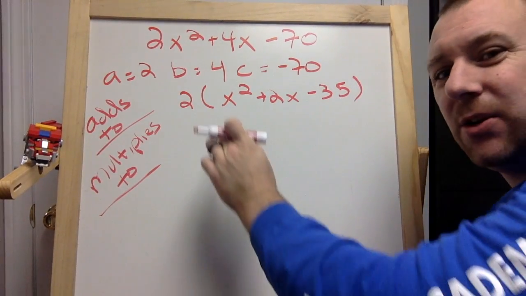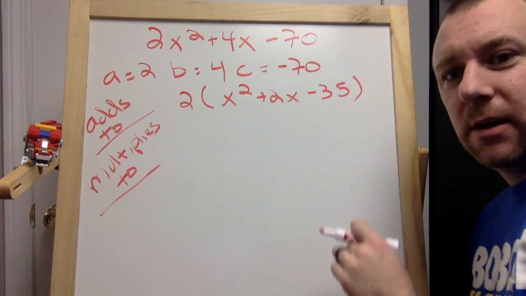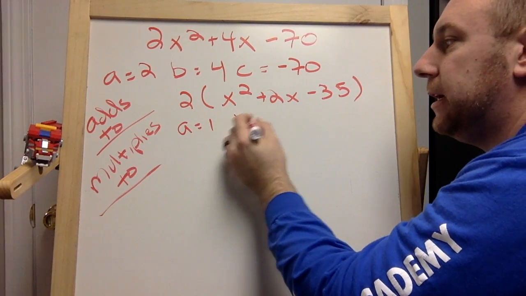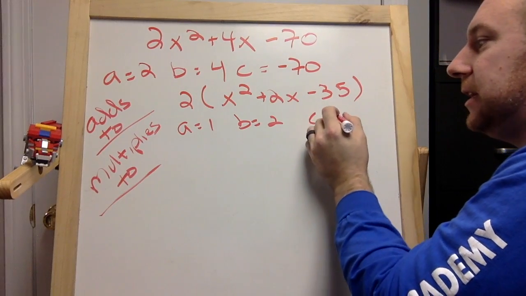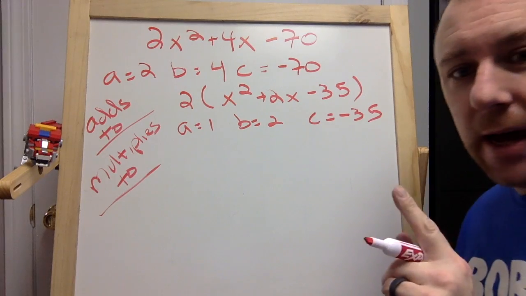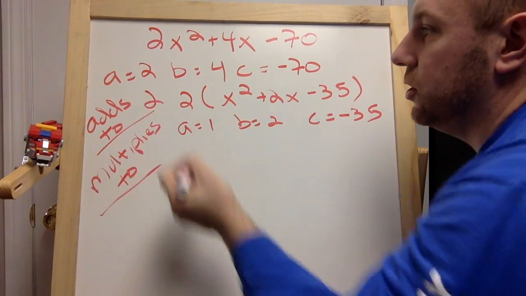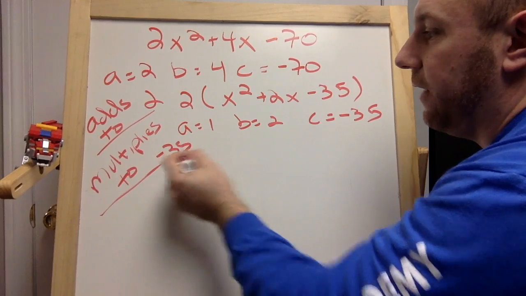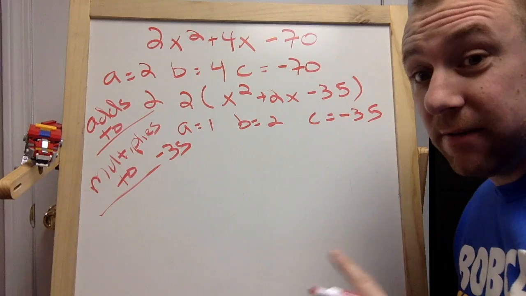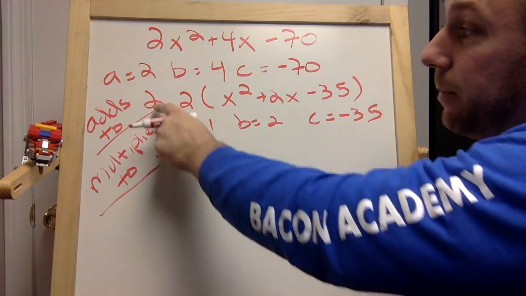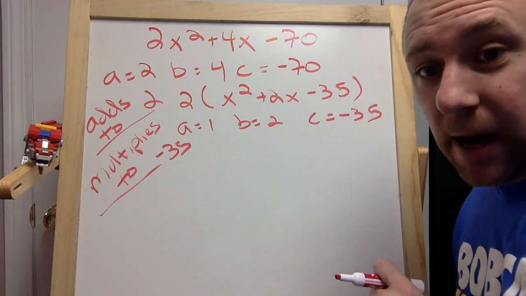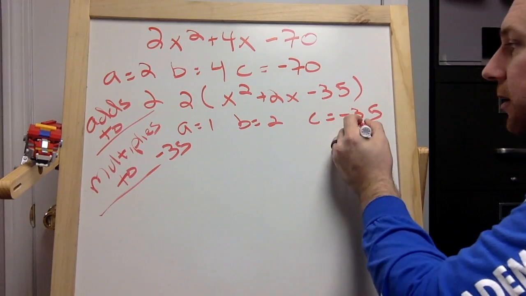So if I put that 2 out in front, now my a is 1, my b is 2, and my c is negative 35. So I know now that it has to add to 2 and multiply to negative 35. By multiplying to a negative, I know 1 is positive and 1 is negative. And if it's a positive sum, I know the bigger factor has to be the positive one. So now I'm going to look at 35.